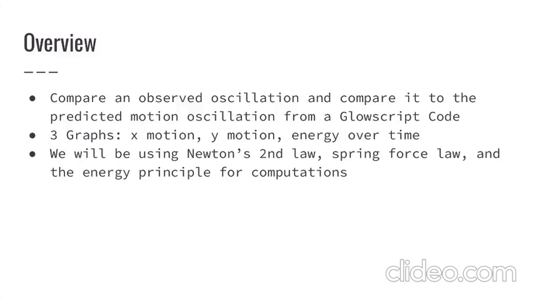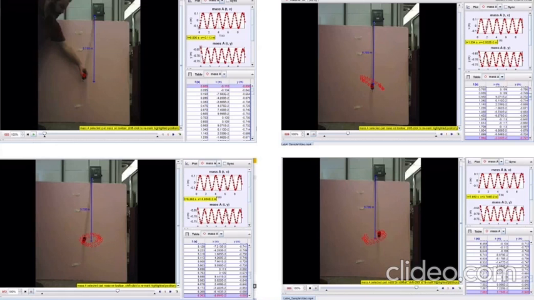In this lab, we will be using Newton's second law for predicting future motion, the spring force law, and the energy principle to make all of our computations. Here is an overview of our motion. In the top left corner, our system starts from rest, then is let go and travels in an ellipse pattern. We use Tracker to find all the data points from the center of mass to create an X and Y list of data points.